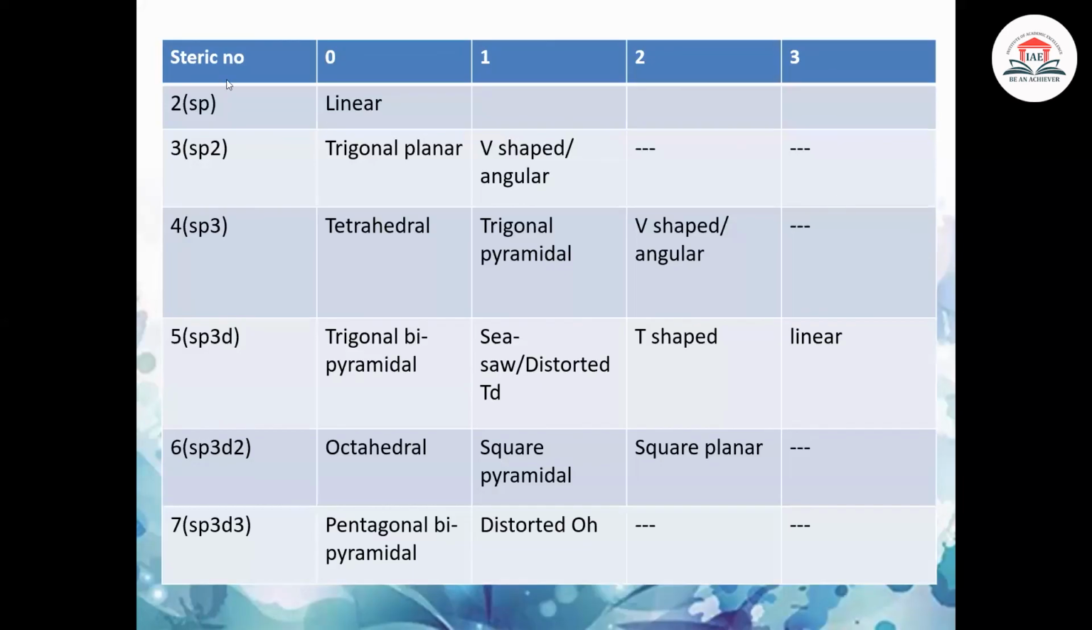Okay, here four are given, you can take a screenshot. This is the steric number, and 0, 1, 2, 3 means number of lone pairs. So if there is zero, no lone pairs, this will be the ideal geometry: linear, trigonal planar, tetrahedral, TBP, octahedral, pentagonal bipyramidal. But if there is 1, 2, or 3 lone pairs, the shape will get deviated into these following shapes, which are listed in here. So you can take a screenshot. If you memorize the table, you can easily find out any shape or geometry. Okay?